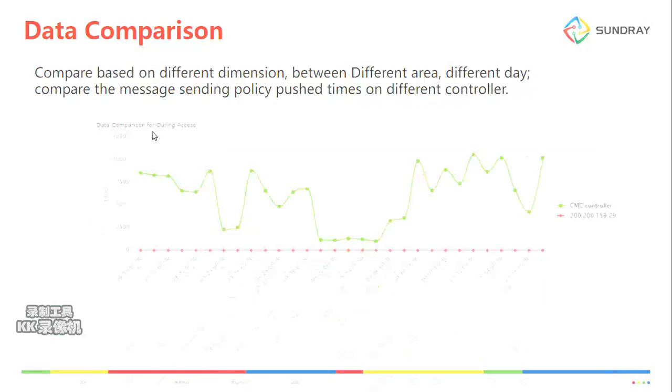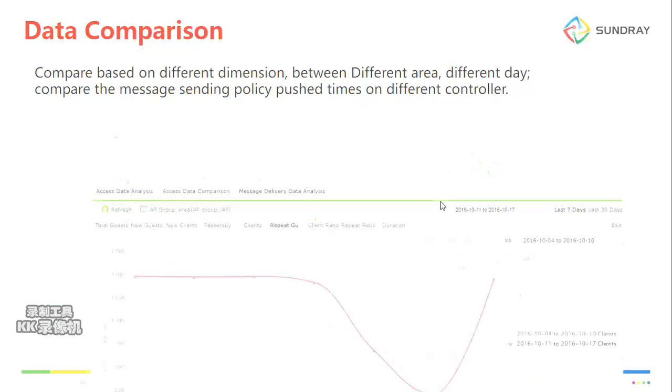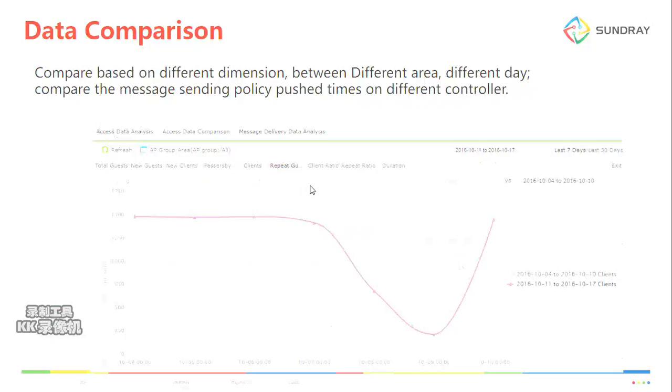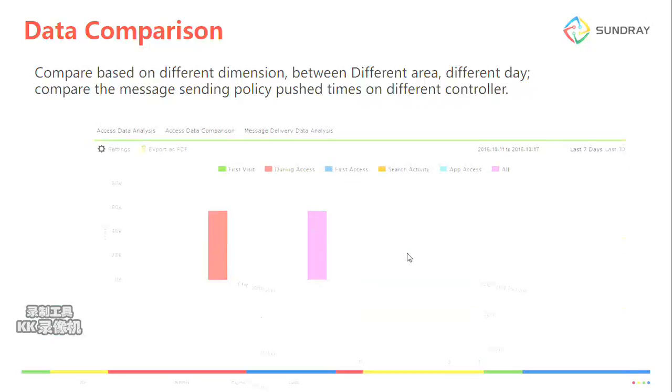And second is comparing during access. This is how many times the clients have accessed during different days. And also the repeat guests, comparing between different periods, like the previous week and this week. So you can see the trend line directly from this map. So you can get all the information about your clients.